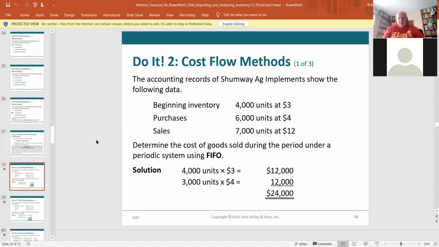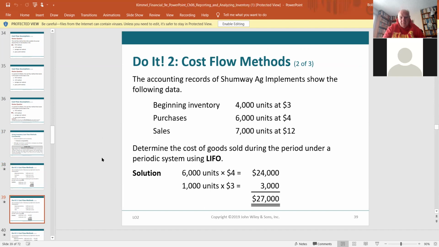And here's a problem they want us to do in class. Let's work on it together, Derek. We have a beginning inventory of 4,000 at $3 and purchases of 6,000 at $4. Determine the cost of goods sold under FIFO. Well, how many did they sell? They have to tell us how many they sold. Oh, they do tell us, 7,000. Here it is, right here, 7,000. Under FIFO, we sold 4,000 at $3 and 3,000 at $4. That's not too tough.